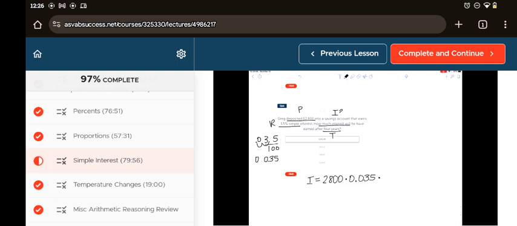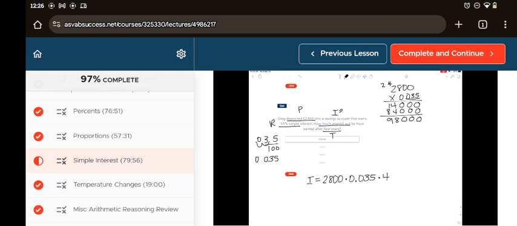So now I'm going to multiply. 2,800 times 0.035. So 5 times 0 is 0, 5 times 0 is 0, 5 times 8 is 40, carry the 4. 5 times 2 is 10 plus 4 is 14. Now placeholder 0, let's do 3. 3 times 0 is 0, 3 times 0 is 0, 3 times 8 is 24, so 4, carry the 2. 3 times 2 is 6, plus 2 is 8. So 0, 0, 0, 8, 9. Okay? How many numbers are behind the decimal point in the question? 1, 2, 3. So there'll be 1, 2, 3 in the answer.